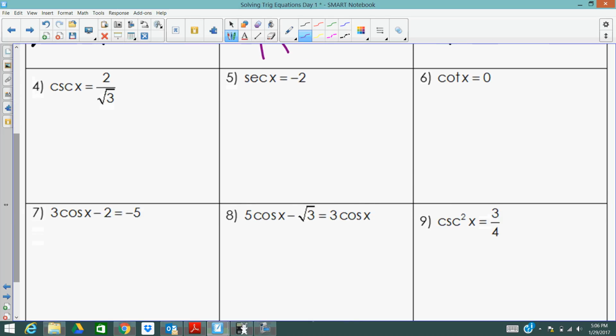At any point, if you'd like to try one before I explain it, you're welcome to pause, try it, and then check your answer. So example 4, draw in our axes. We have cosecant, which is sine, is positive in quadrants 1 and 2. Draw in our triangles.